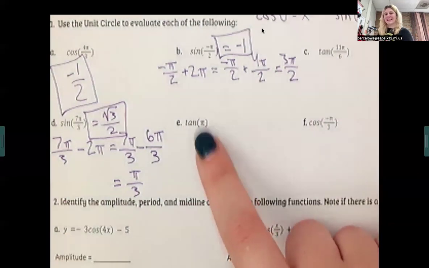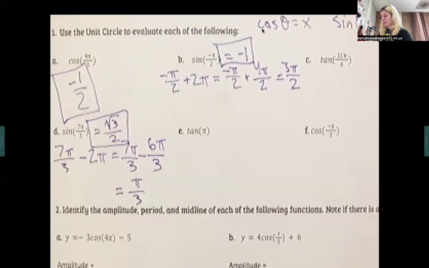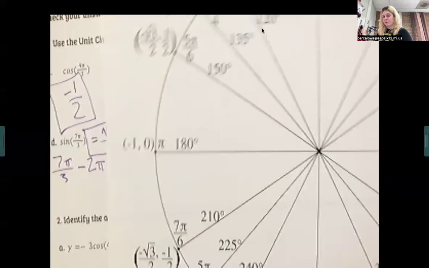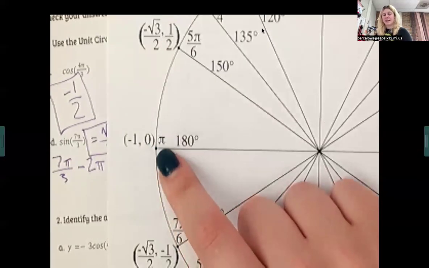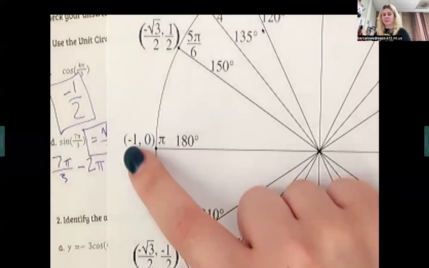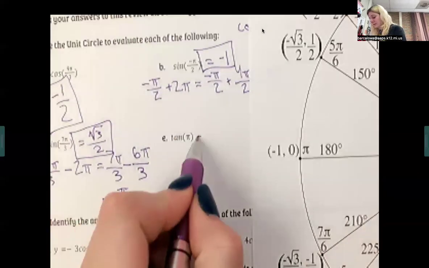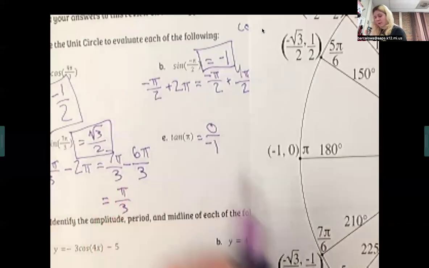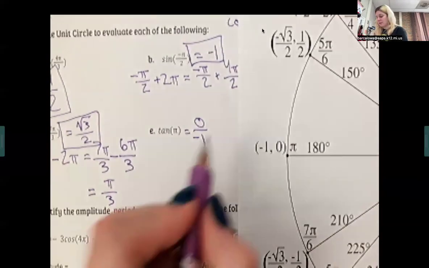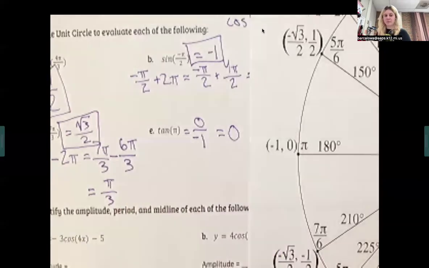All right, let's come down here. Tangent of pi. Pi is right here. Tangent is y divided by x. So 0 divided by -1. Y divided by x. Okay? Hey, that's 0.